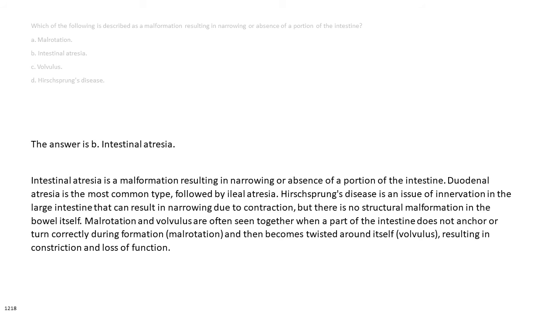The answer is B. Intestinal atresia. Intestinal atresia is a malformation resulting in narrowing or absence of a portion of the intestine. Duodenal atresia is the most common type, followed by ileal atresia. Hirschsprung's disease is an issue of innervation in the large intestine that can result in narrowing due to contraction, but there is no structural malformation in the bowel itself. Malrotation and volvulus are often seen together when a part of the intestine does not anchor or turn correctly during formation, malrotation, and then becomes twisted around itself, volvulus, resulting in constriction and loss of function.